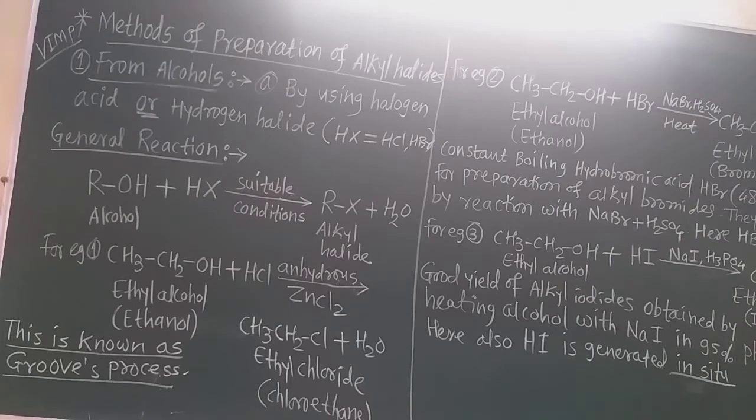Two main topics are for the maximum marks, that is the preparation reactions and the chemical reactions of that. This is the middle topic of every chapter, very important, and there are so many preparation methods. Today we are going to learn the methods of preparation of alkyl halides, that is the monohalogen derivative.